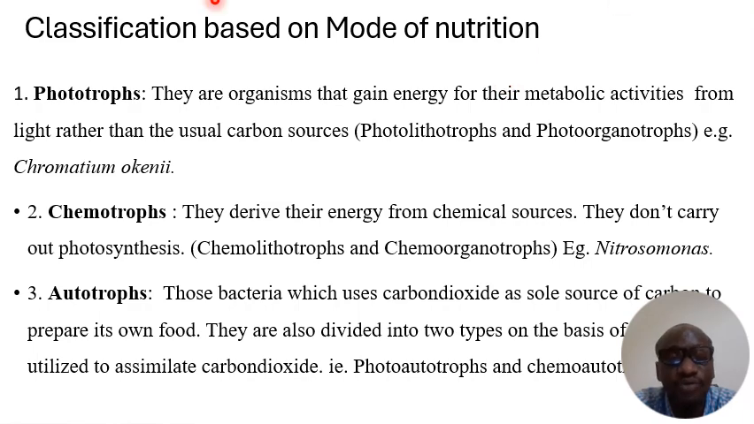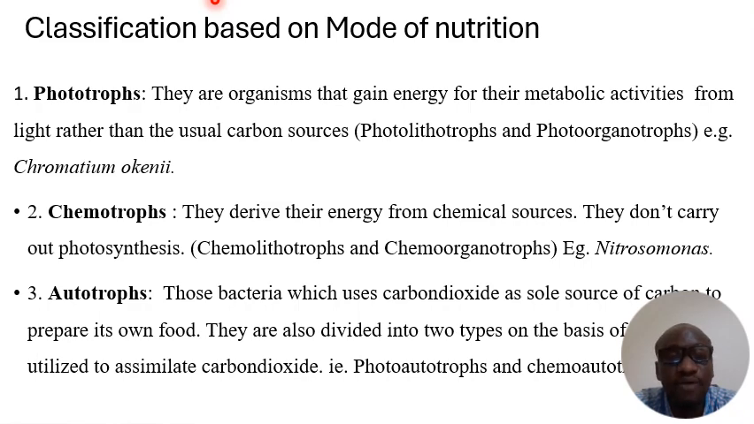We have the phototrophs, which require energy from the light. They require their source of energy from the light, because in classification based on nutrition, breaking down of nutrients and the use of energy is very important. So phototrophs use energy from the sunlight. The photo. When you hear photo, you know it has to do with light. And they use various carbon sources.